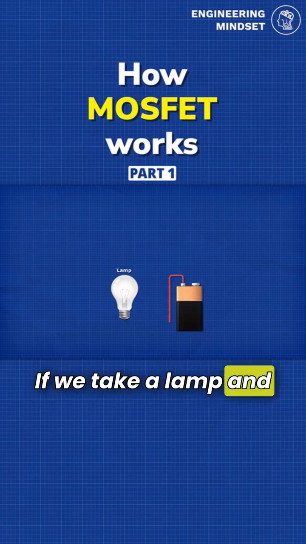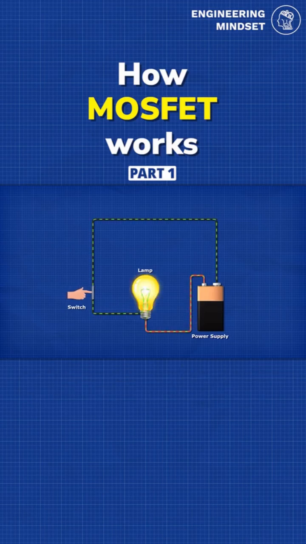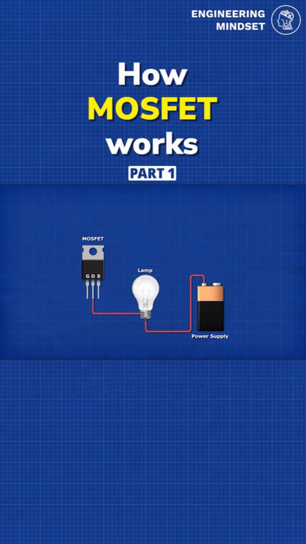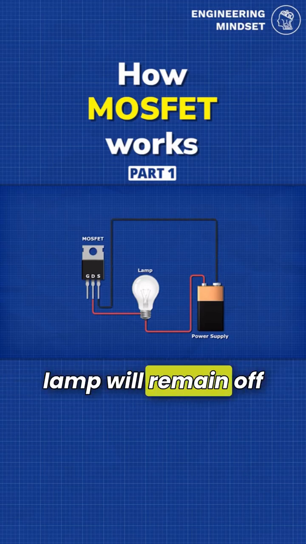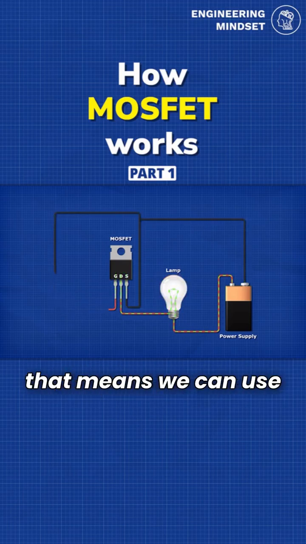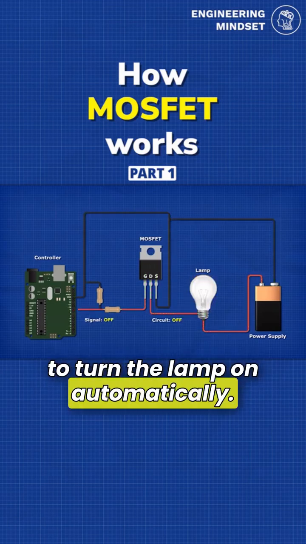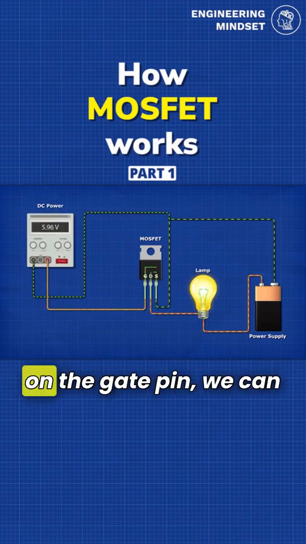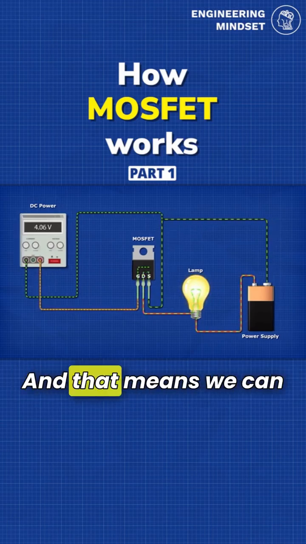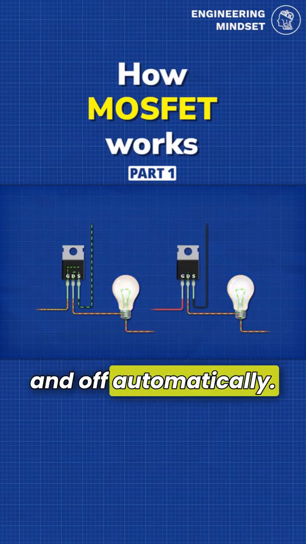If we take a lamp and we connect it to a power supply, it will turn on. If we insert a switch, we can manually control this. If we insert a MOSFET between the drain and source pins, the lamp will remain off until we apply a voltage to the gate pin. And that means we can use a controller or sensor to turn the lamp on automatically. But if we vary the voltage on the gate pin, we can vary the current flowing through the main circuit. And that means we can also dim the lamp as well as turning it on and off automatically.